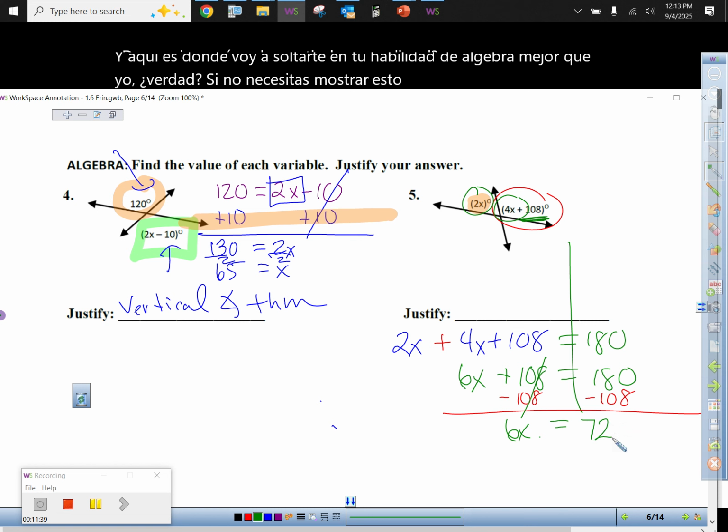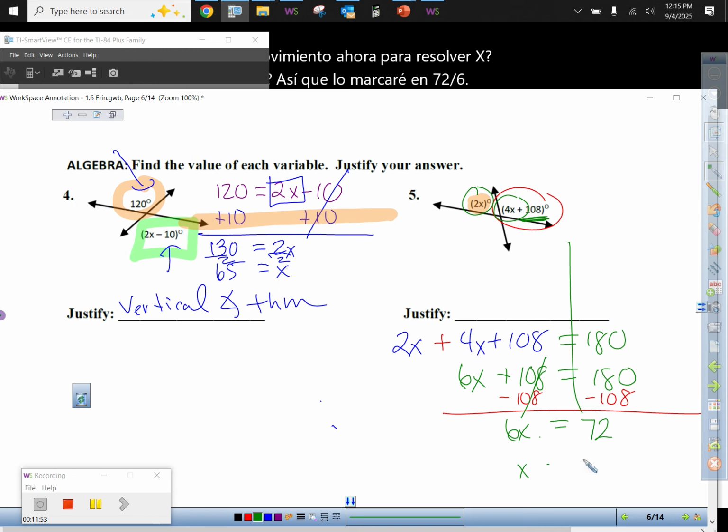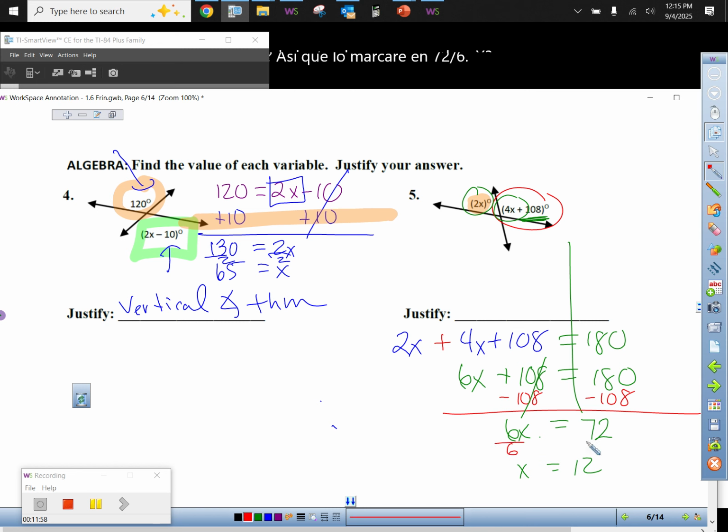Cool. What's my move now to solve for x? Divide by 6, right? So I'll punch that in. 72 divided by 6. I got 12 back. X equals 12. Again, I don't care if you put this divide by 6, divide by 6. You know if you need that or don't need that. But everything in green needs to be required for work shown. Is that okay? Let's justify it.